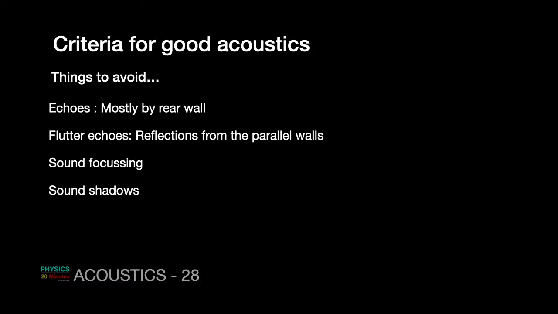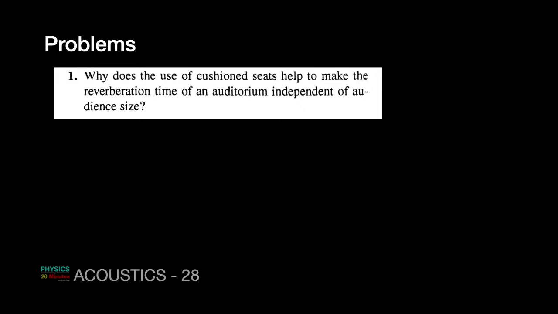Sound shadows, as I have already talked about. Suppose you have a broad pillar in the auditorium that you cannot avoid during construction. Then the pillar actually creates a sound shadow, and that becomes a problem. Background noise, we have already discussed. We are going to talk more about this in the next chapter. So with this, we finish the theory part of this chapter.